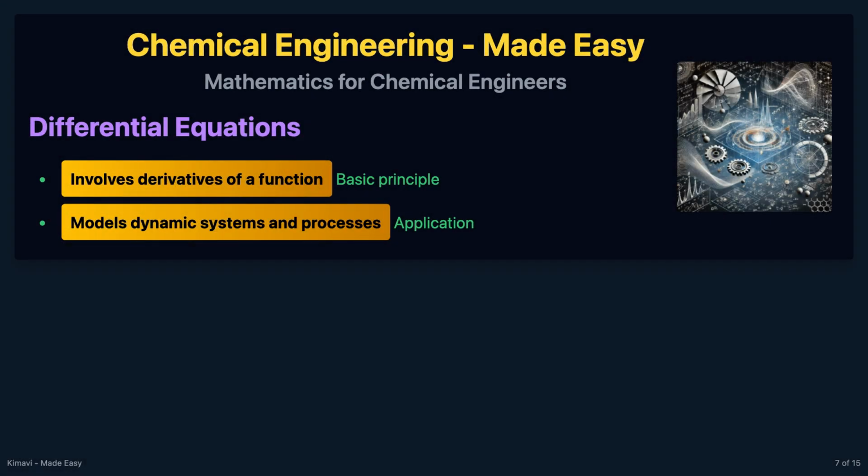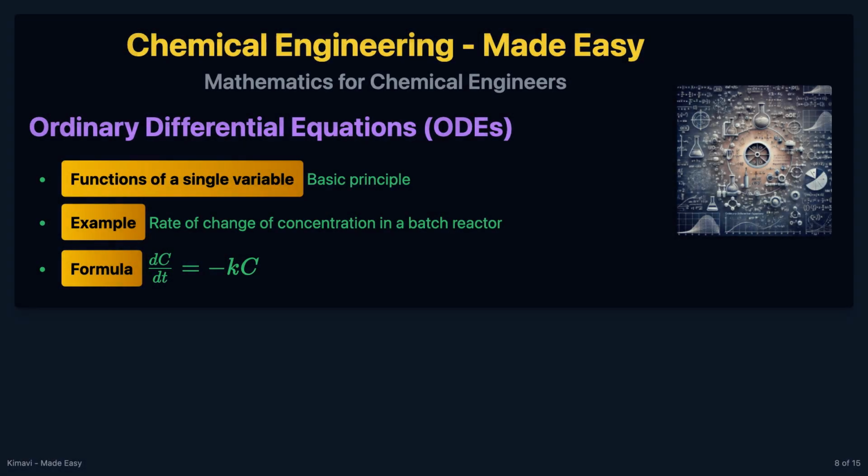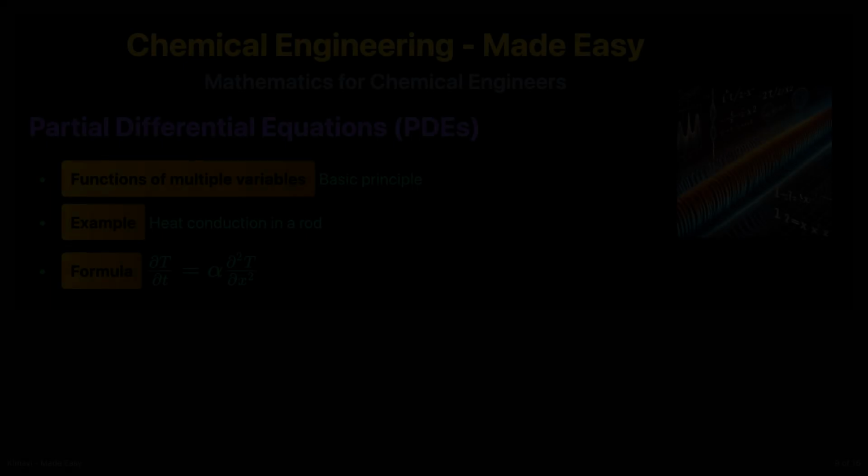Differential equations involve derivatives of a function and are used to model dynamic systems and processes in chemical engineering. An ordinary differential equation involves functions of a single variable and their derivatives. For example, the rate of change of concentration in a batch reactor can be described by the ODE, dC over dt equals negative kC, where C is the concentration and k is the rate constant.